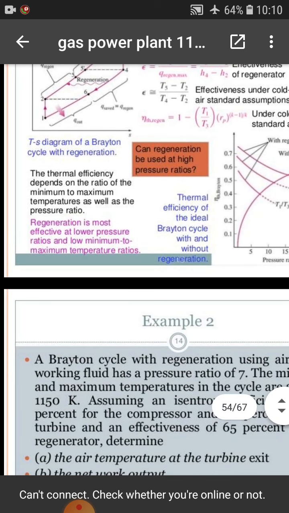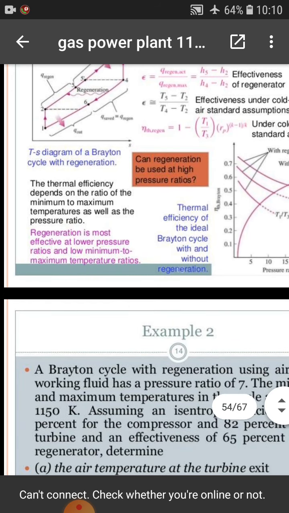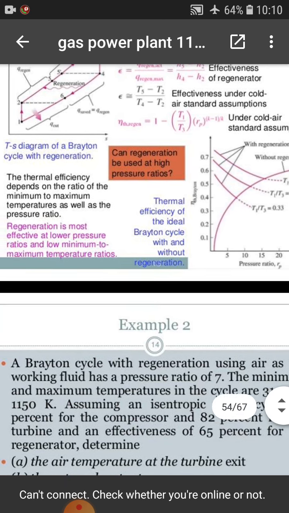The TS diagram of the Brayton cycle with regeneration we can show here. The thermal efficiency depends on the ratio of the minimum to maximum temperature as well as the pressure ratio. Regeneration is most effective at low pressure ratio and low minimum to maximum temperature ratio. Can regeneration be used at high pressure ratio? Thermal efficiency of the ideal Brayton cycle with and without regeneration.